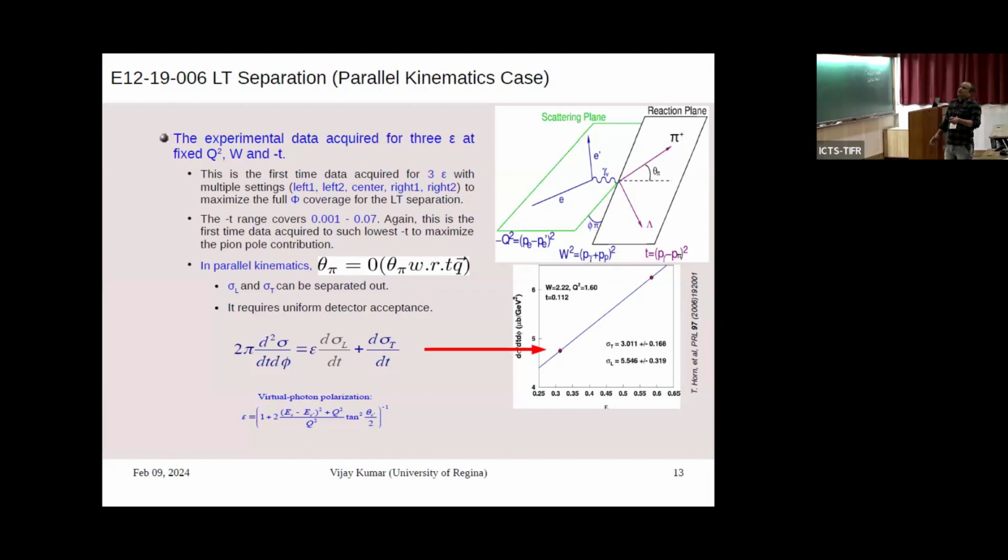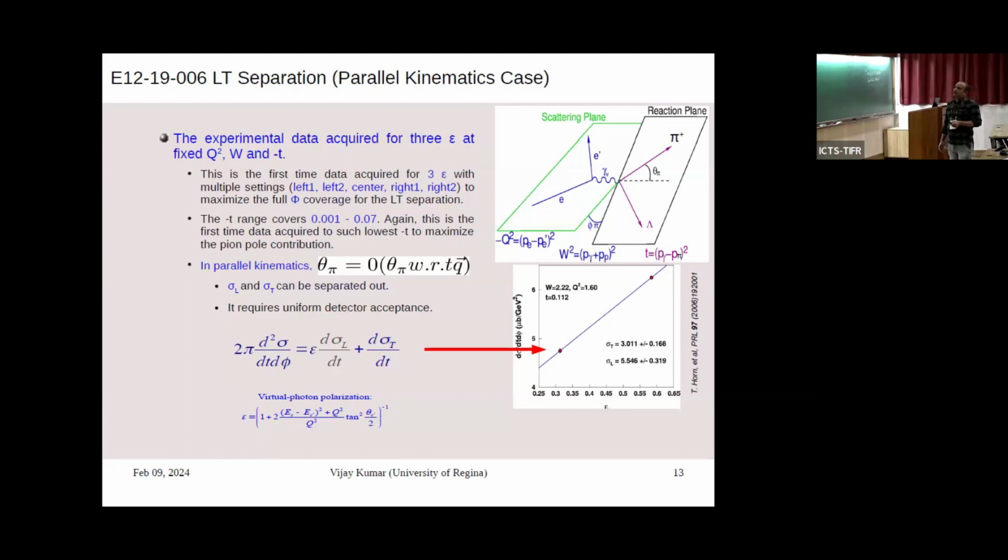We call this left 1, left 2, center, and right 1, right 2. And another good thing for this data, see this t range covers a very small value, right? So this is very close to the pion pole. That means here we maximize the contribution of pions.